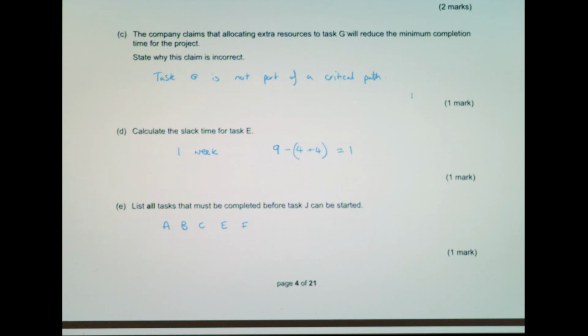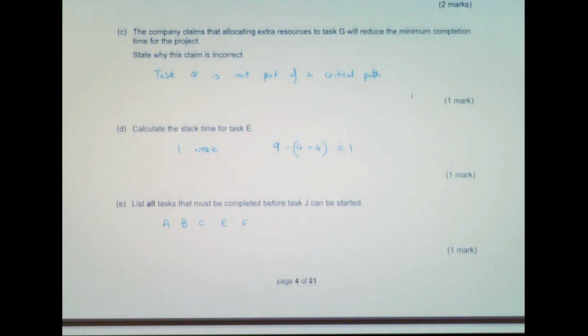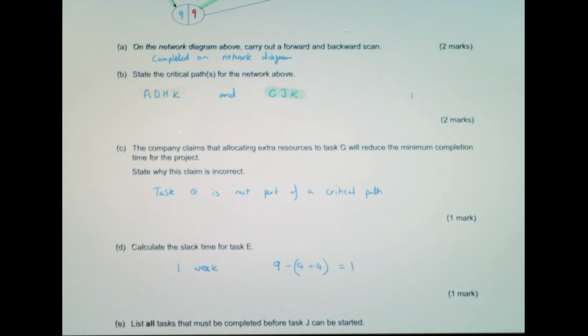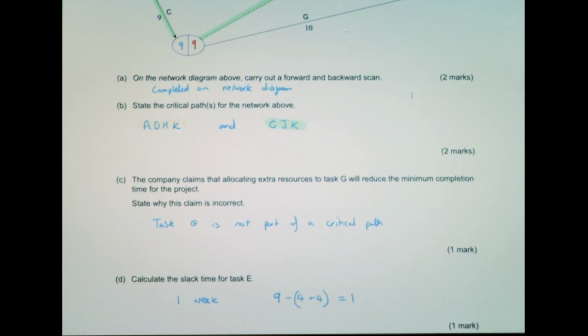If we turn over to the next page. Just with D there, if they didn't write week, do they lose the whole mark? No, 1 I think was fine in this case.